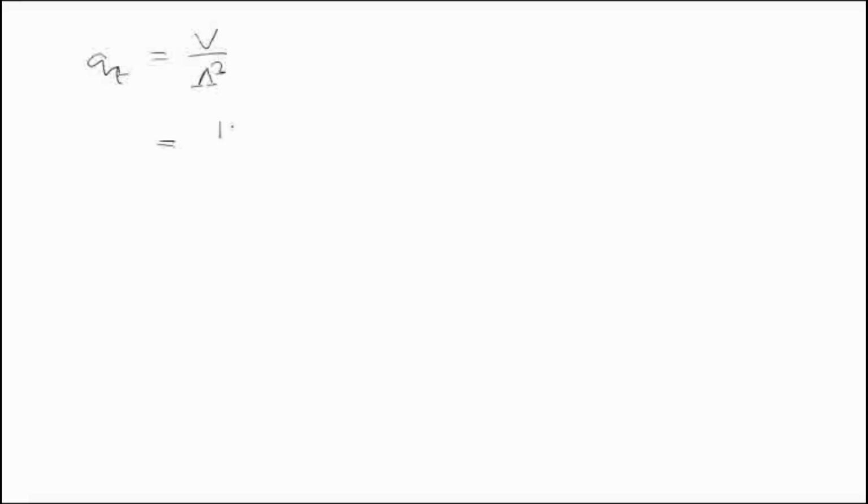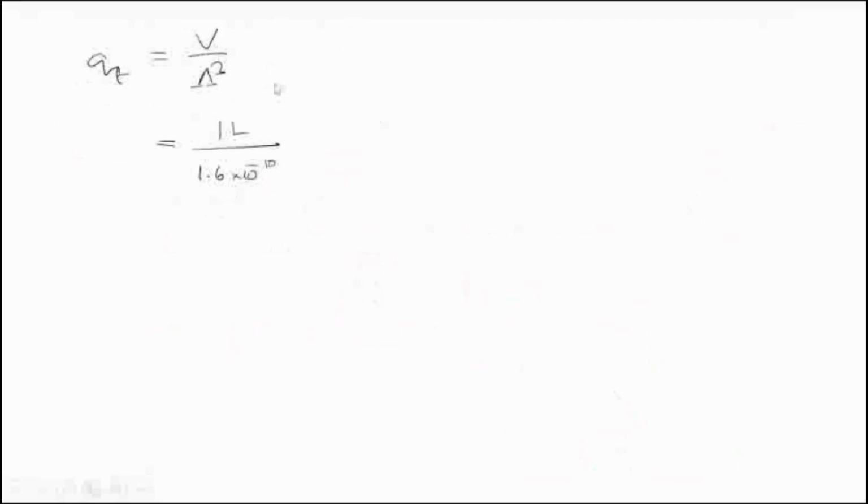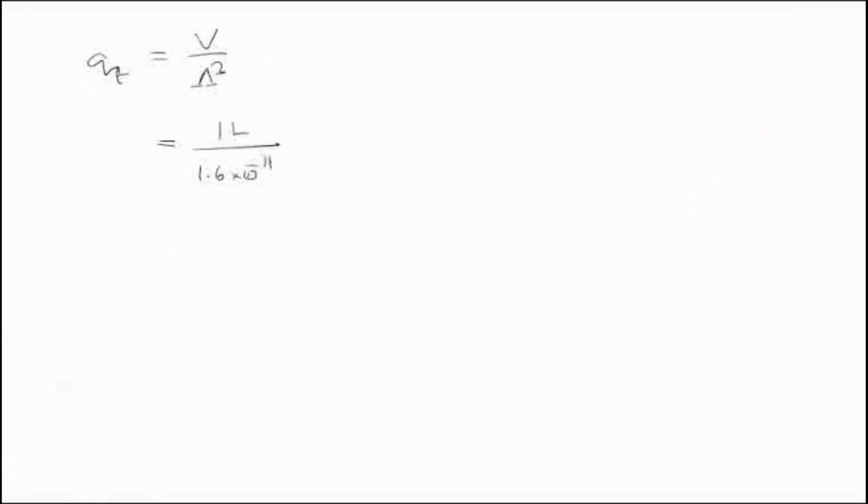Volume 1 liter. Thermal de Broglie wavelength கொடுத்திருக்காங்க 1.6 into 10 power minus 10. Am I right? I'll check it. 1.6 into 10 power minus 11. Yeah. Once again, (1.6 into 10 power minus 11) whole cube. இது மீட்டர்ல இருக்கு, மேல இருக்கிறது லிட்டர்ல இருக்கு. ஸோ நீங்க மேல இருக்கிறதையும் நீங்க மீட்டருக்கு மாத்தணும்.